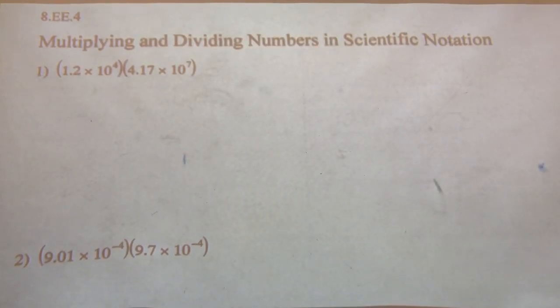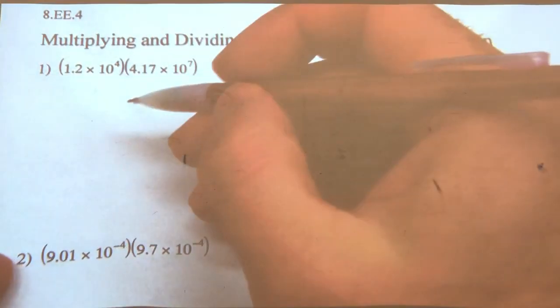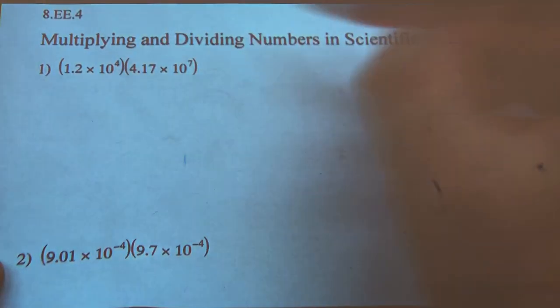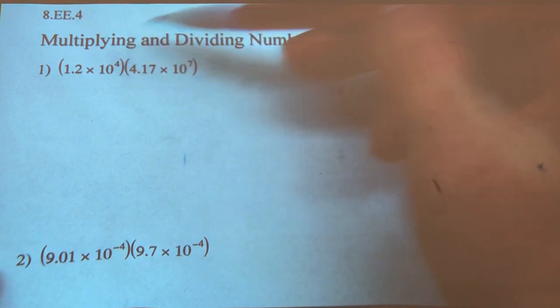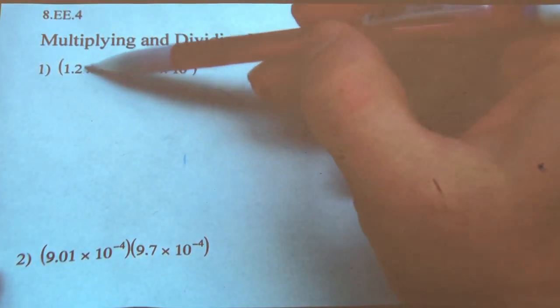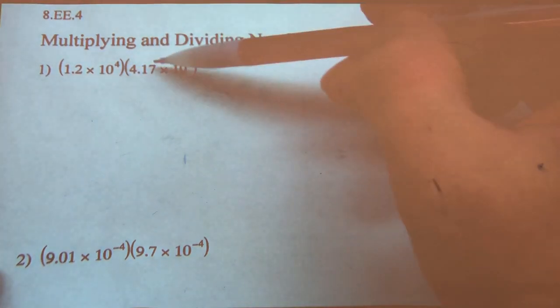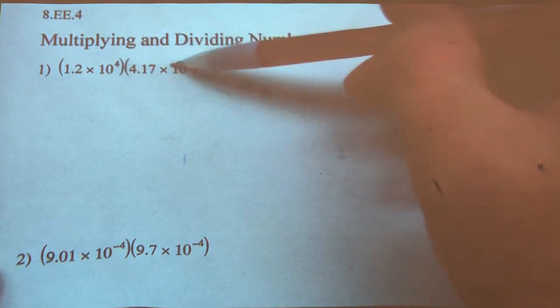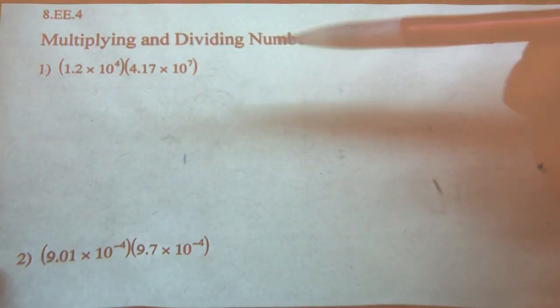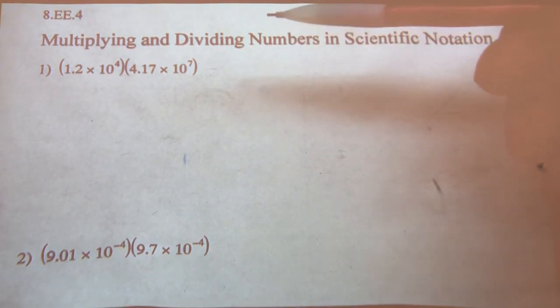Okay, so this is multiplying and dividing numbers in scientific notation. So here we have two numbers written in scientific notation, right? A number between 1 and 10 times a power of 10. That's scientific notation. We can see we're multiplying two of those numbers. So we'll do a few examples of this.